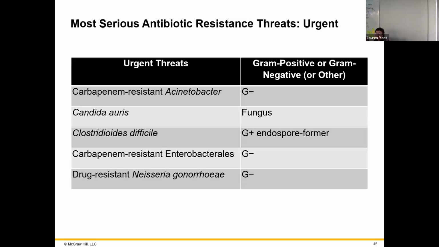So we can actually define our risks for our infections as urgent, serious, or concerning. I want to show you, this is the biggest. These are our urgent threats. You want to notice what's not on here? MRSA, because it's not one of the most serious threats. Y'all think MRSA is serious? I'm telling you, that's baby talk. Babies. We've got way bigger threats out there than MRSA.